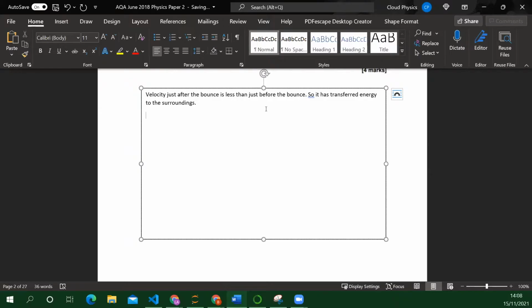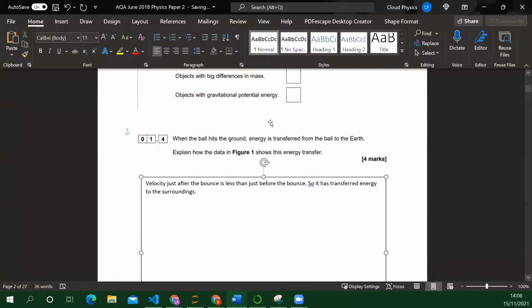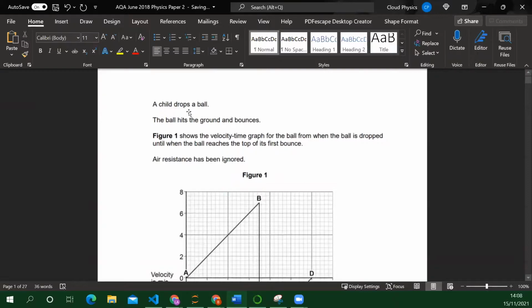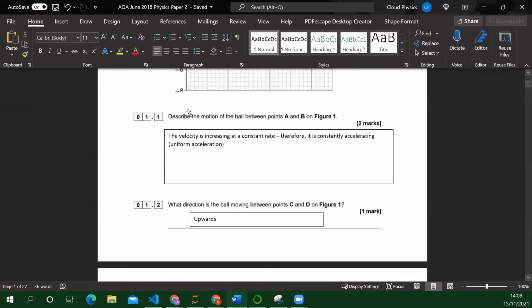So let's have a think about what's happened. Let's go back to the beginning. A child drops a ball. It's being dropped, it's not being thrown, it's being dropped. So that's actually important for the energy there.